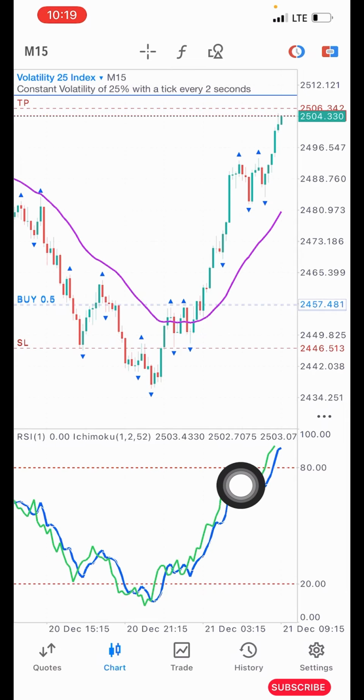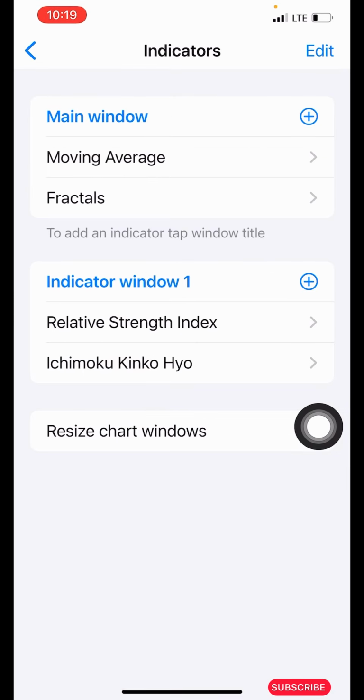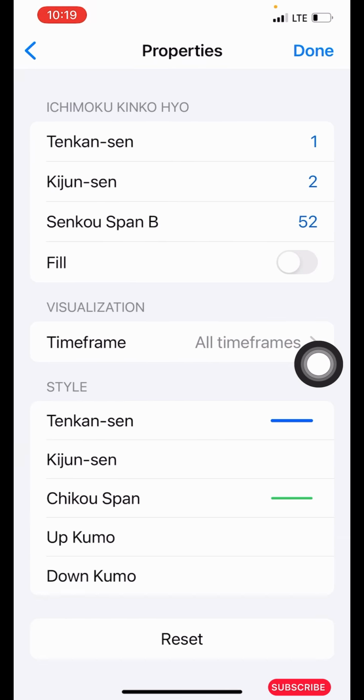And then for the green and purple line, you are going to be adding the Ichimoku, all right. So for the Ichimoku to be added under the relative strength index, you are going to be clicking on the indicator with the 1 plus icon here, and then you search for your Ichimoku, all right. So these are the properties for the Ichimoku. The Tenkan Sen is 1, Kijun Sen is 2, Senkou Span B is 52. You unfill it. Time frame is all time frame.